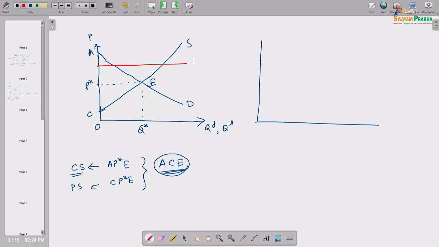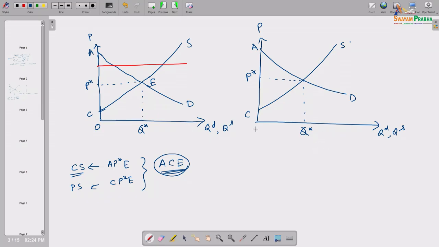Alternatively, another case can happen, the same thing. Suppose, as usual, we are measuring price here, and quantity demanded and quantity supplied here. Say CS here is the supply curve, AD is the demand curve, this is Q star, the equilibrium quantity, and this is P star, the equilibrium price. This is the domestic equilibrium price. This is the right panel.